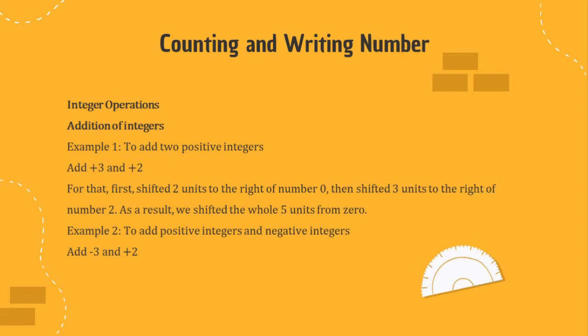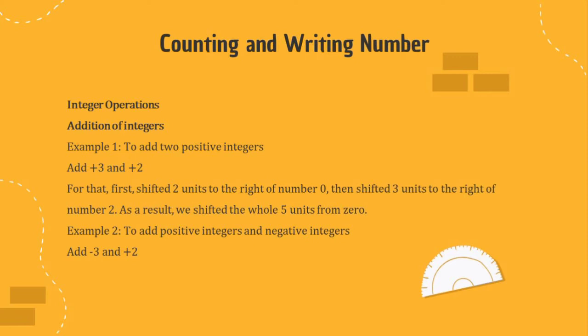Integer operation. Addition of integer. Example 1. To add two positive integers, 3 plus 2. For that, first shift 2 units to the right of number 0, then shift 3 units to the right of number 2. As a result, we shift the whole 5 units from 0.